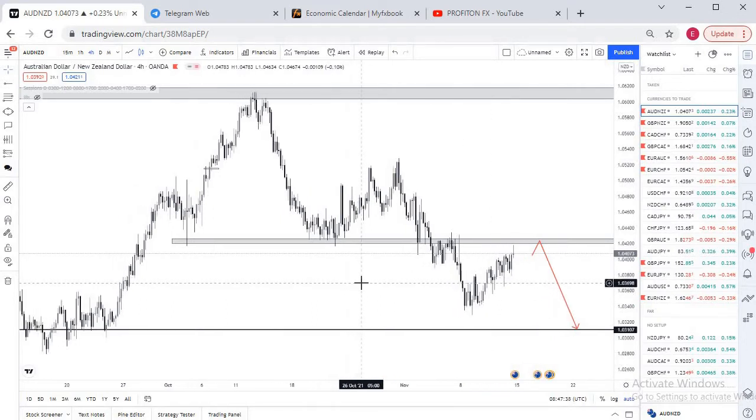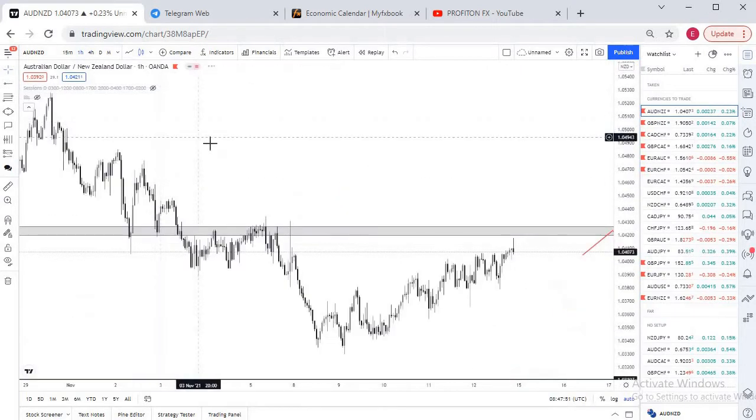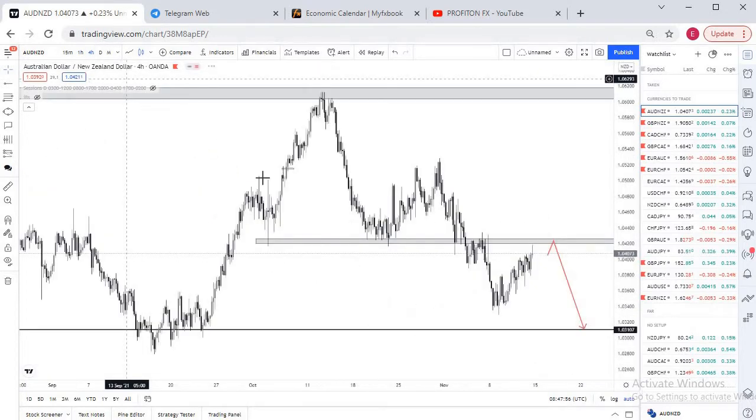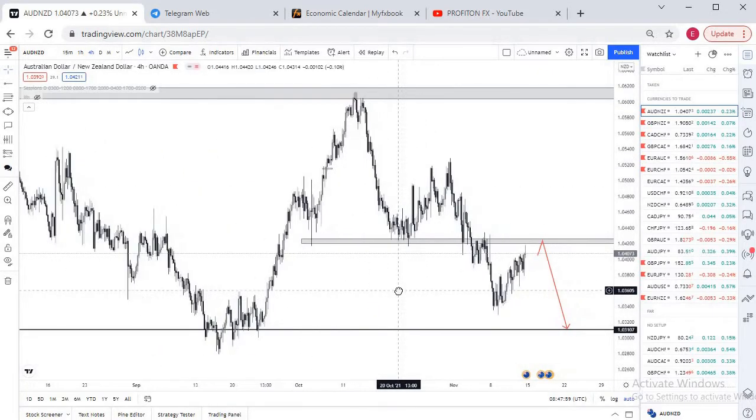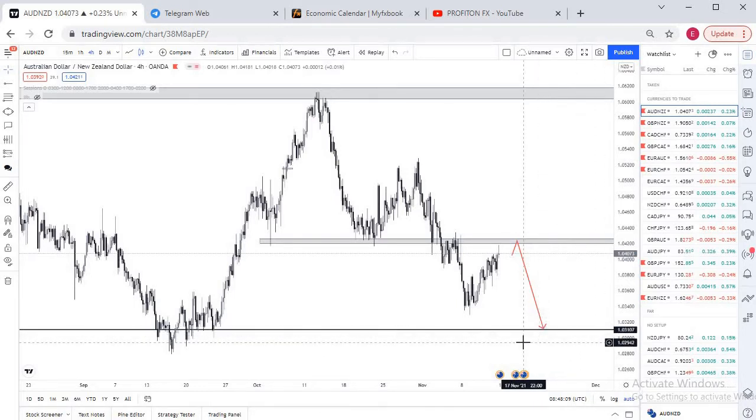So that's it for AUDNZD. Most probably I'll be looking for setups on the 4-hour, or for confirmation on the 4-hour time frame. The price action on the 4-hour time frame seems much clearer compared to the 1-hour time frame. So my confirmation will be on the 4-hour time frame. Then I'll be taking my short position with my target being this low here at around 1.03100. This low here will possibly be my final target. So let's move on.